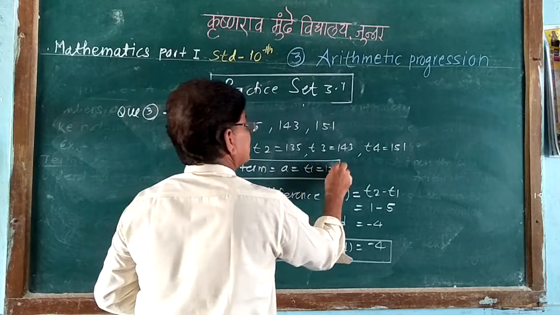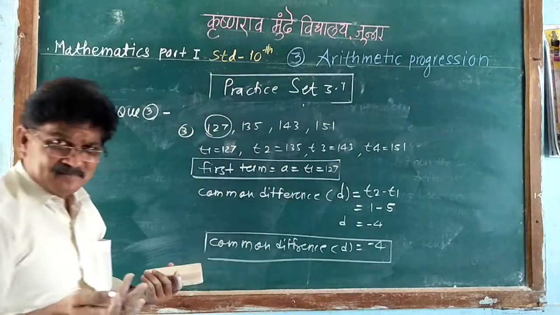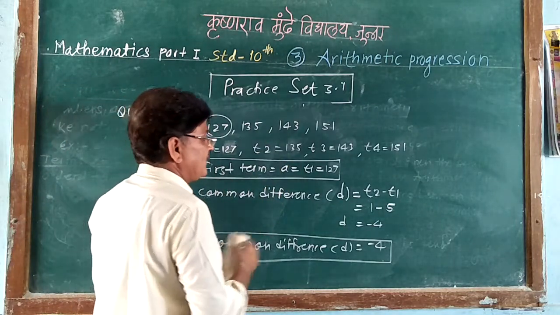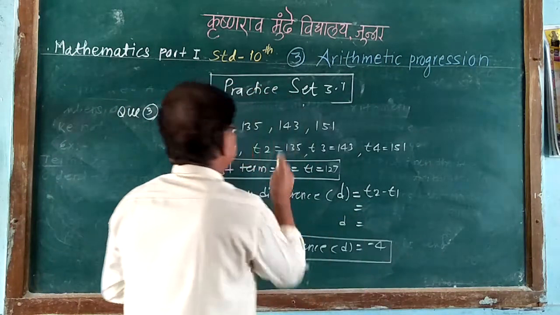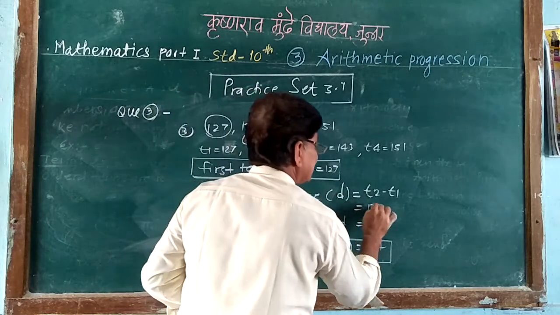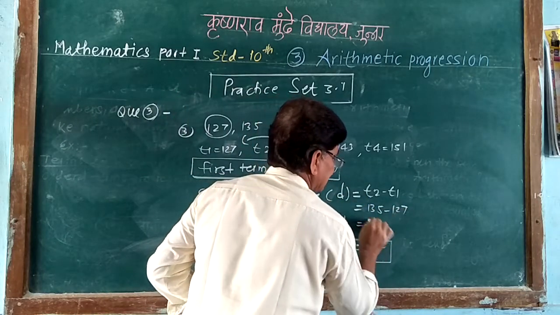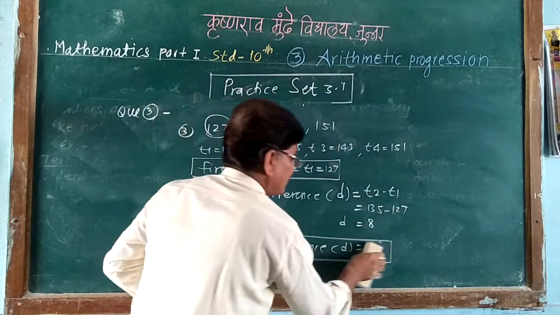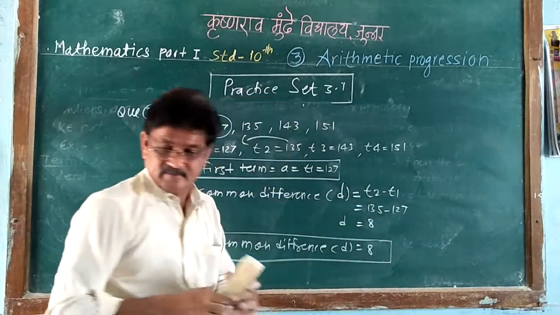First term is pahila pad, means first term 127. What is the common difference? Difference between two consecutive terms, that is 135 minus 127, that is 8. Therefore, what is the common difference? 8.